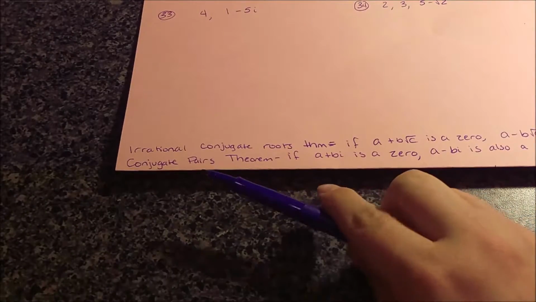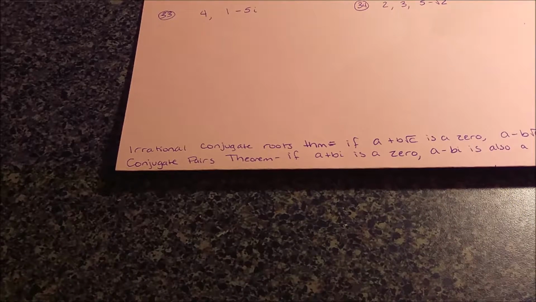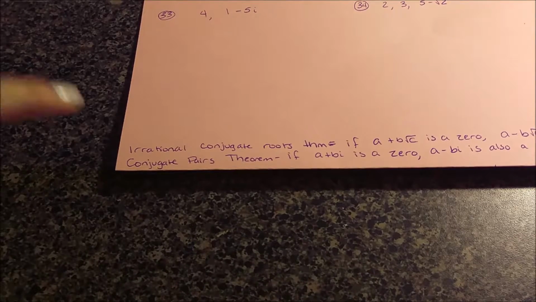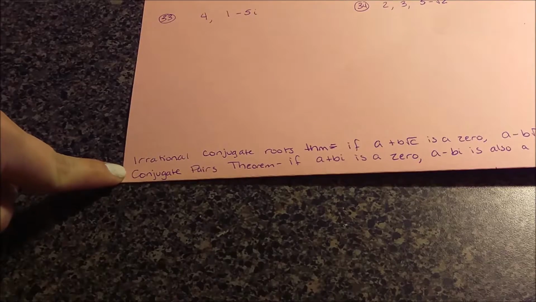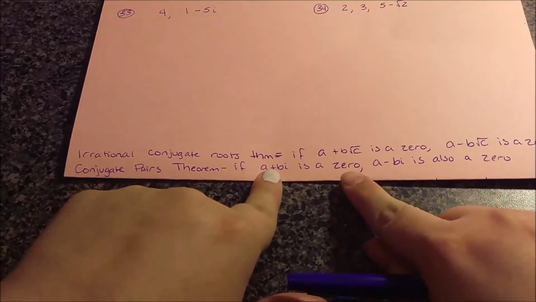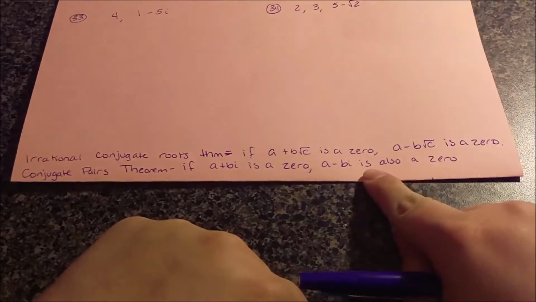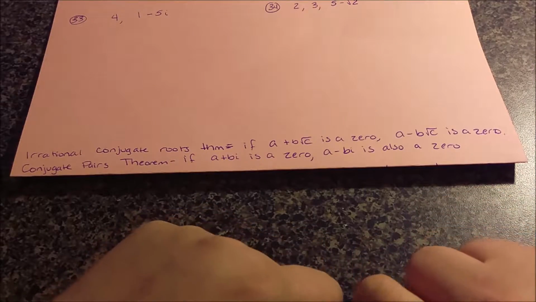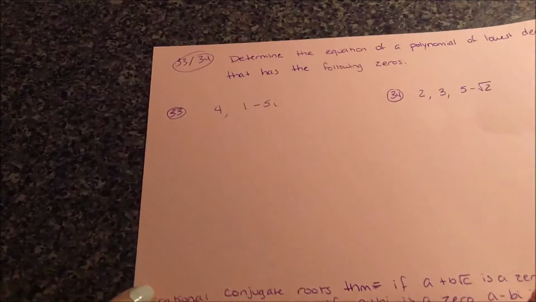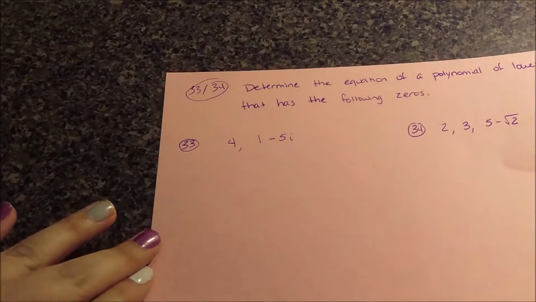Then secondly, the one that we covered this year in one set of notes, I've lost it now, but if you go to the complex roots notes, I can't even remember where exactly. You'll see it as a title for the notes. We talked about conjugate pairs theorem, which is very similar. If a plus bi is a zero, then a minus bi must also be a zero. So for both of these problems, you're using those two theorems.